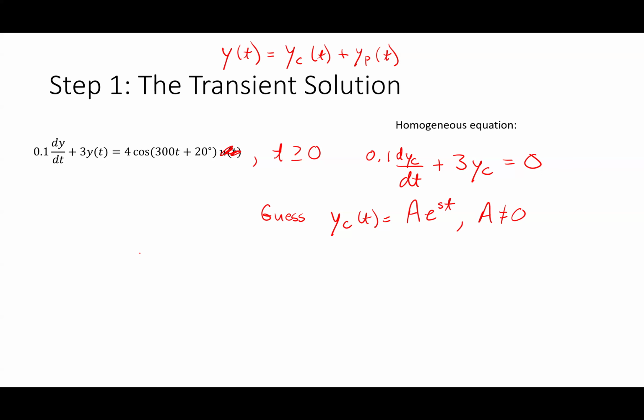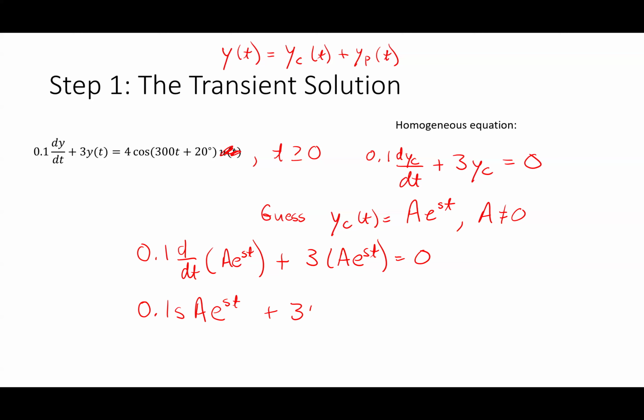All right. So I guess that and I plug it in. So I say 0.1 d by dt of A e to the st plus 3 times A e to the st equals 0. Now, again, what's the derivative of e to the st? s e to the st. So I end up with 0.1 s A e to the st plus 3 times A e to the st equals 0. What's special about this? I got e to the st and A in each of these. So I get A e to the st times 0.1 s plus 3 equals 0. Which one of those is equal to 0?